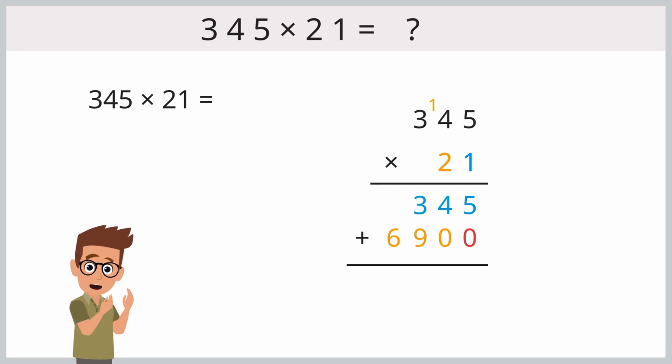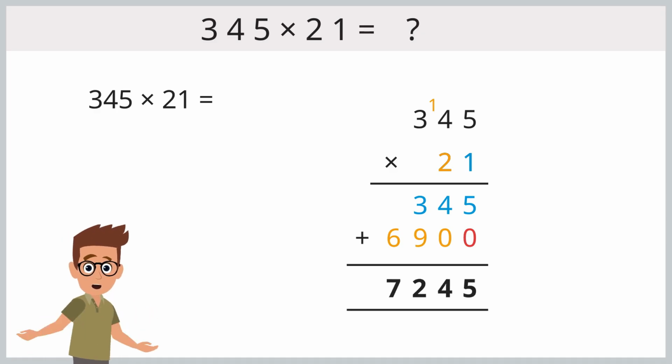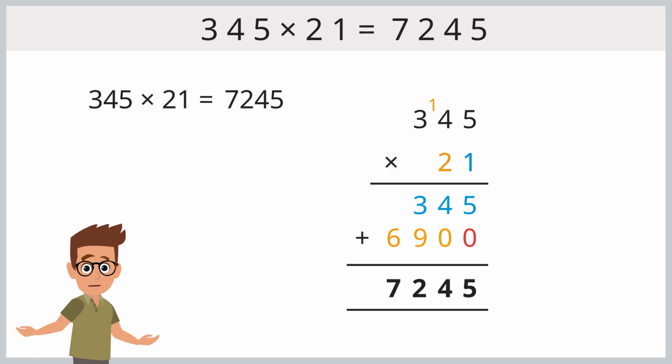Finally, we add both numbers. 345 plus 6,900 is equal to 7,245. So, 345 times 21 is equal to 7,245. Did you get it right?